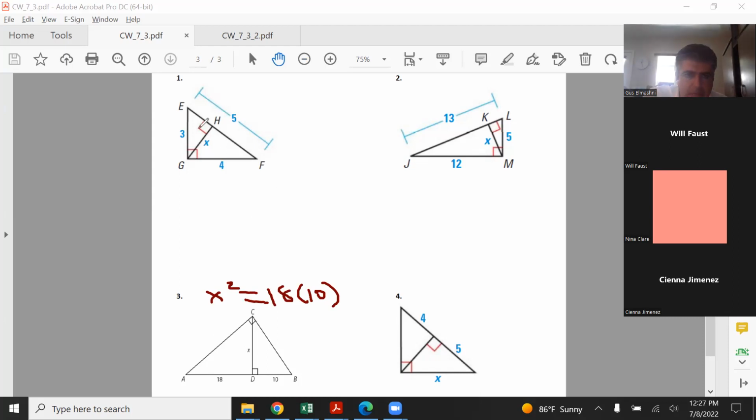Well, let's look at number 1. X over 3. So that, this leg to this hypotenuse, you can say equals 4 over 5. This leg to that hypotenuse.